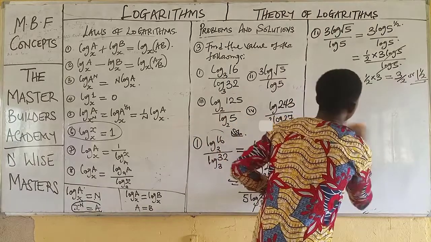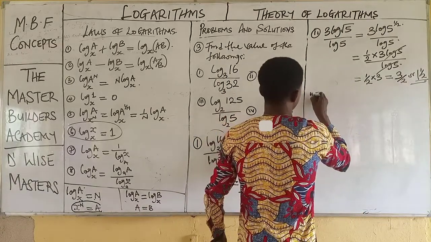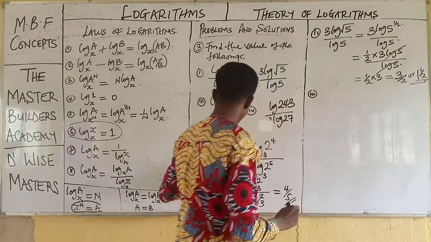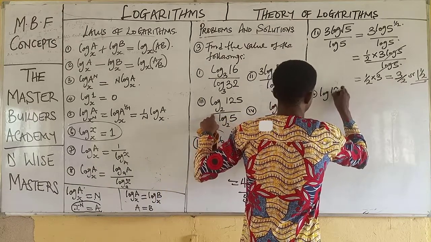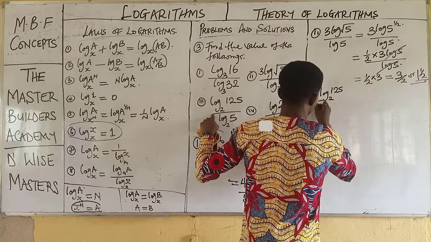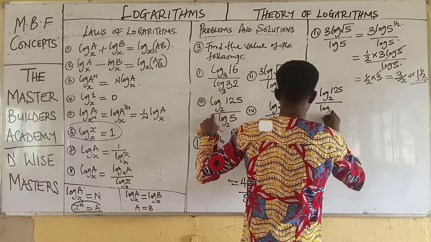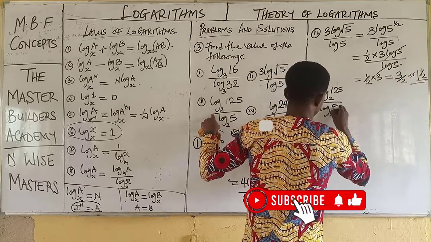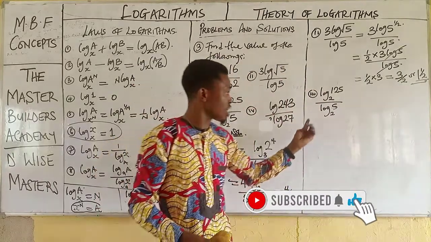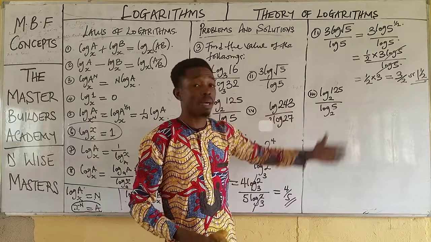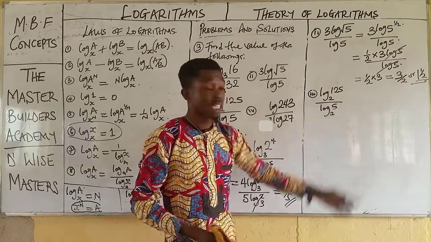Okay. Now we have Roman figure 3. And in this question, we have log of 125 to base 2 all over log of 5 to base 2. Now the numerator is to base 2, the denominator is equally to base 2. And the numerator, the number is 125, the denominator is 5.